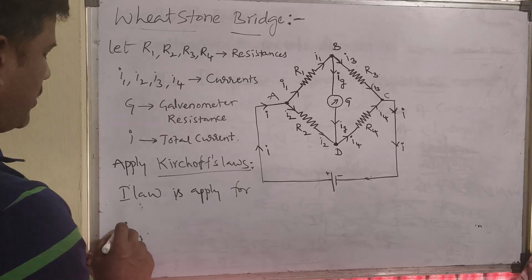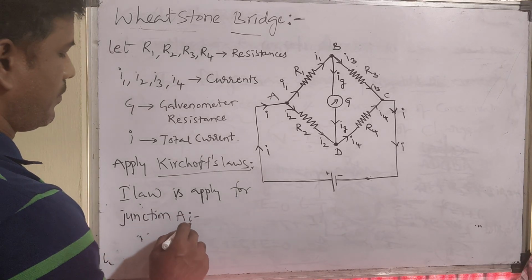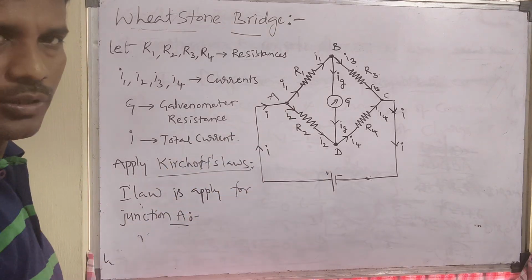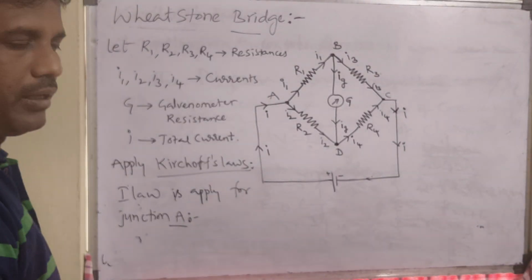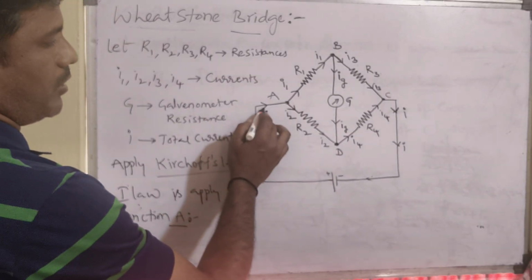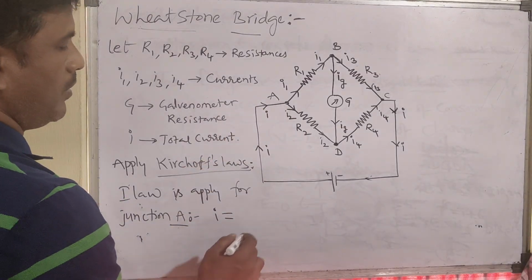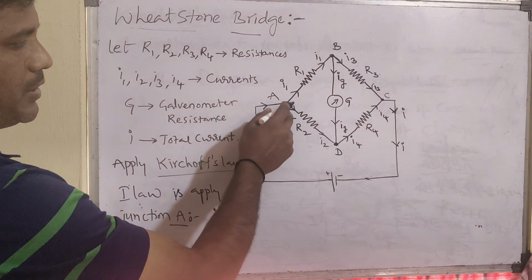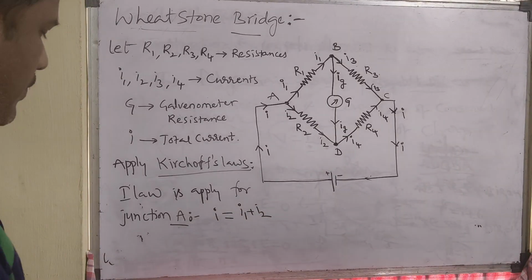For junction A, for detailed information. Observe junction A. The sum of current entering the junction is equal to the sum of current leaving the junction. That is the definition. Observe the arrow marks. Current I is entering junction A. The remaining two currents leave the junction, so I equals I1 plus I2. Are you clear? Next, at junction B.